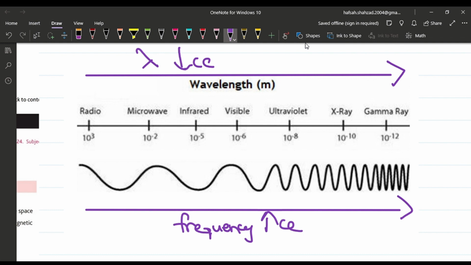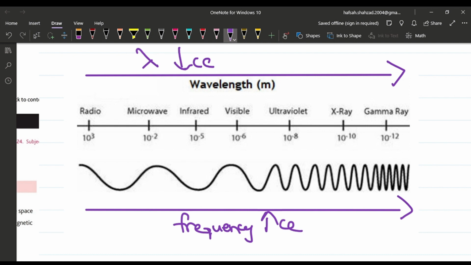So gamma has a value of 10 power minus 12. Now you need to remember all these values. It can be asked in MCQs normally. They don't ask you in theory section, they'll ask you to fill in the blanks. Like they'll give you a chart like this, and they'll probably erase some of the waves and their wavelengths, and you'll be asked to complete that table. So for that purpose, you need to memorize this chart.